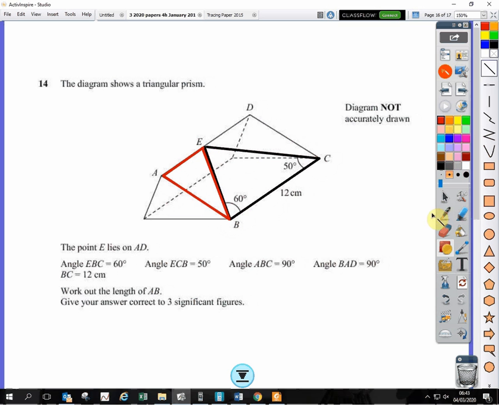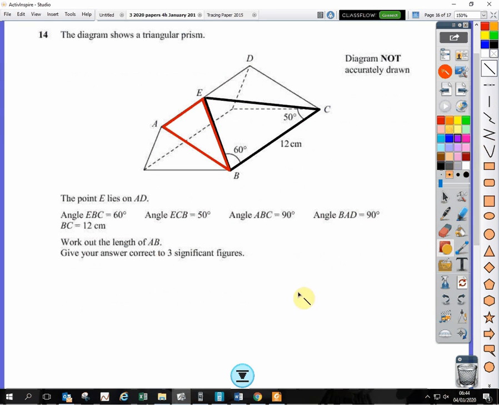The black triangle and the red triangle meet at the line AB. Sorry, EB. Wait, pardon. So EB is common. So maybe I can use the black triangle to work out the length of EB. And then I can use EB in the red triangle to work out AB. That's what you've got to try and spot. So I'm going to try and do that. Let's take a look at the black triangle then.